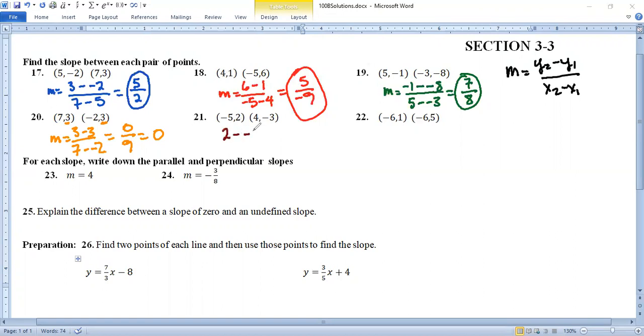2 minus a -3 over -5 minus 4. That is +5 over a -9. Really? -5/9 happens twice? That was kind of weird. Notice if we had subtracted the other way, -3 minus 2 would have been -5, and 4 minus a -5 would have been +9. Interesting that both those answers came up there. All right, now for the final one.